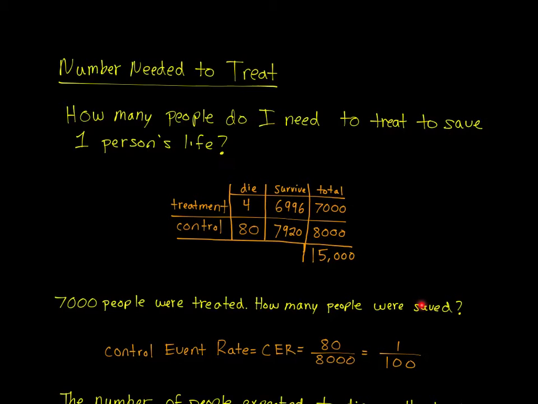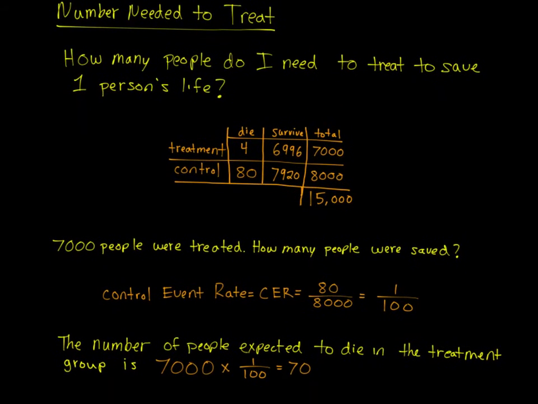Okay, so in order to figure out how many people were saved, first we need to think about, well, what's the death rate? What would have happened to these 7,000 people had they not been treated? So we can use the control data to figure that out. We can figure out the event rate in the control data. So we'll call that control event rate, or CER.